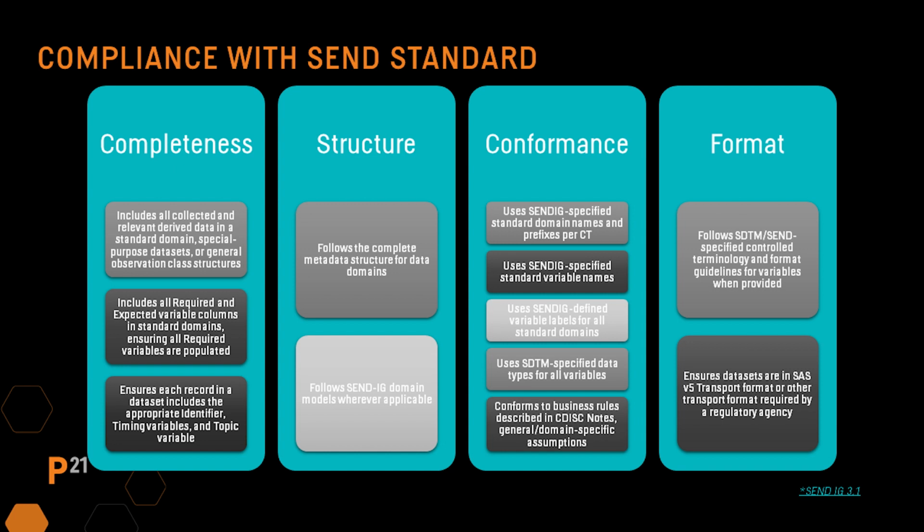SEND IG 3.1 provides a list of items that must be met to achieve minimal conformance with the SEND standard, and these items apply to all versions of the SEND standard. These items focus on dataset completeness, structure, conformance, and format.